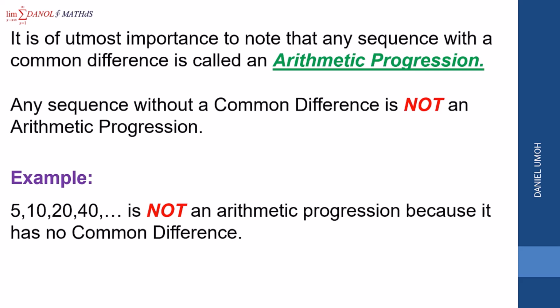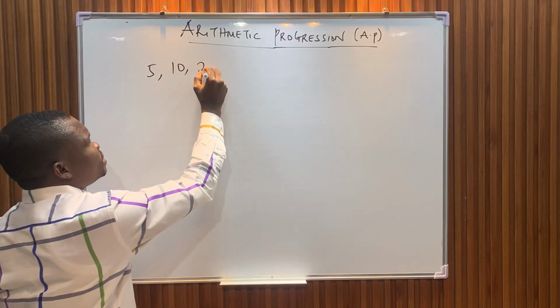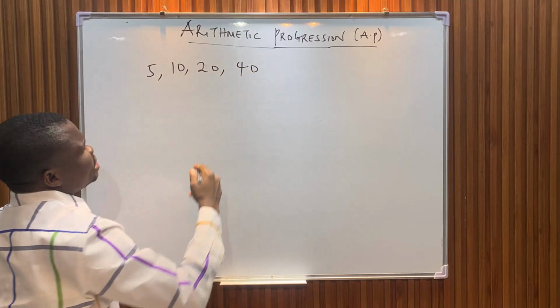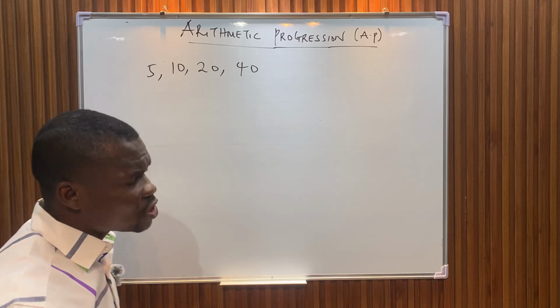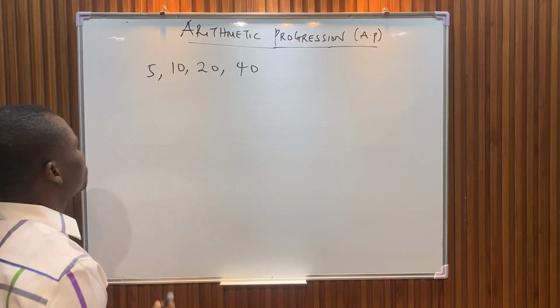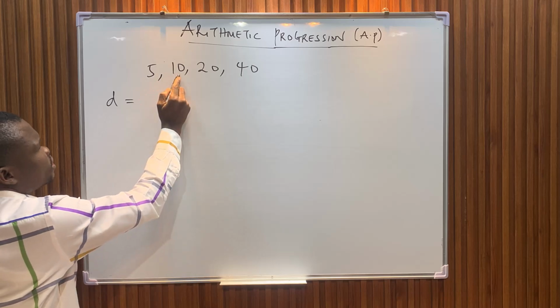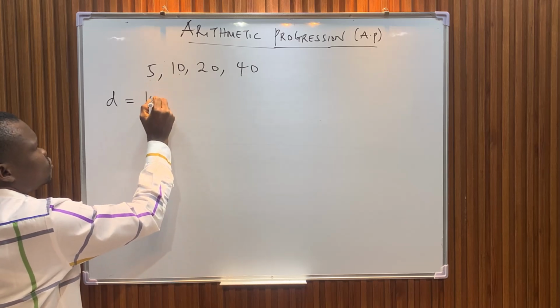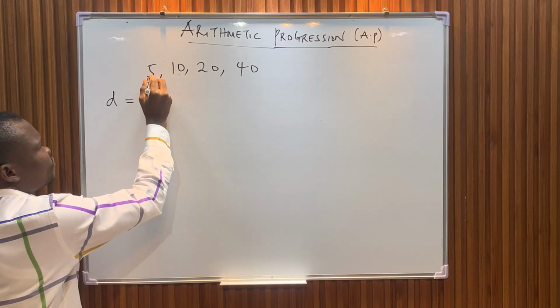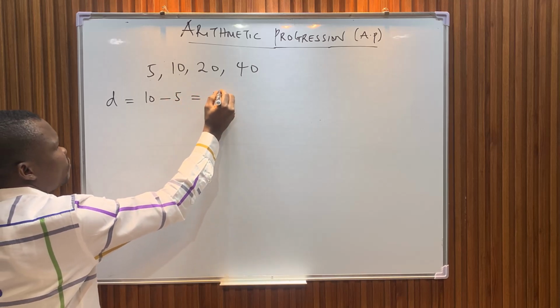Now let's consider this sequence: 5, 10, 20, and 40. Is this sequence an arithmetic progression? Let's check it out. What's the difference? Remember, the difference is the second term minus the first term. So this second term, 10, minus the first term, 5, gives us 5.